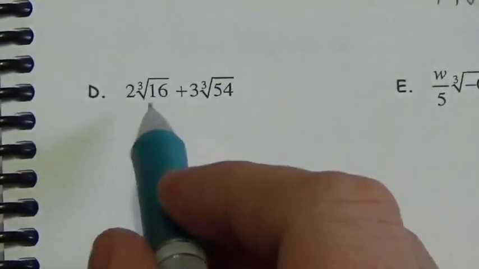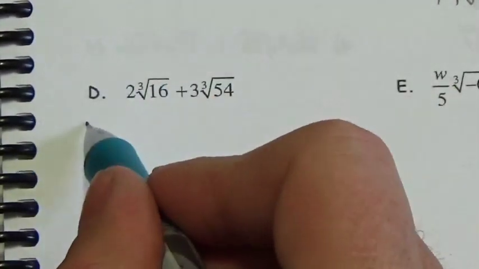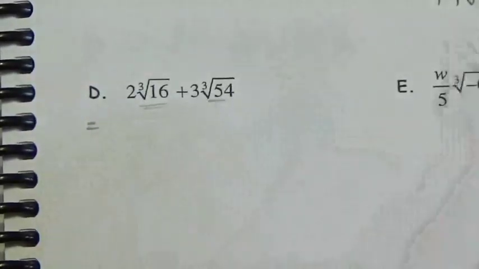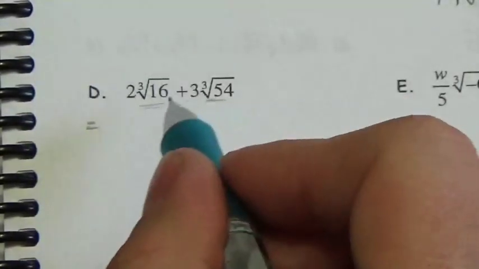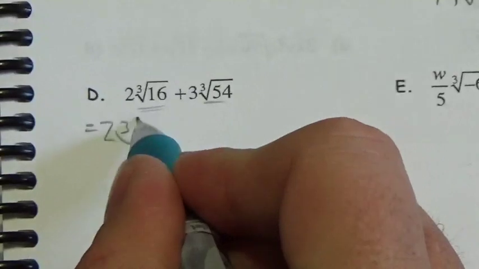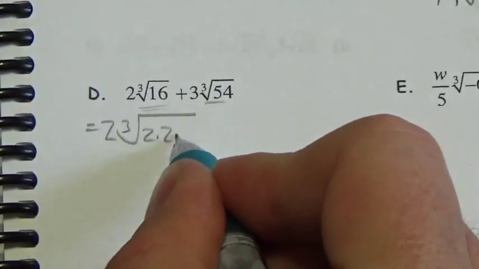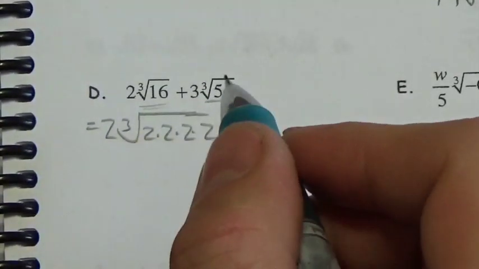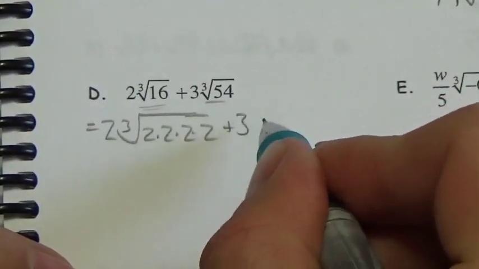Okay, 2 cube root 16 plus 3 cube root of 54. Again, those are very different radicals here. So I'm going to try to simplify first. So 16 is 2 times 2 times 2 times 2.